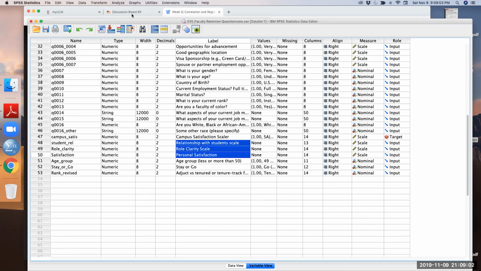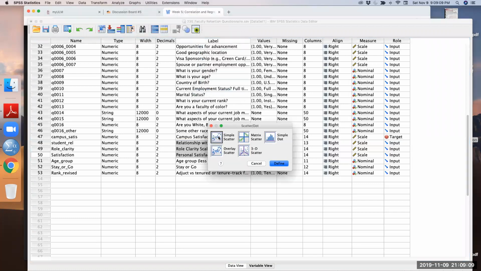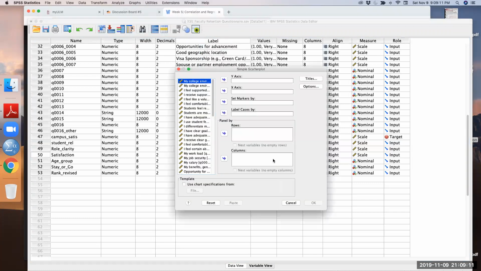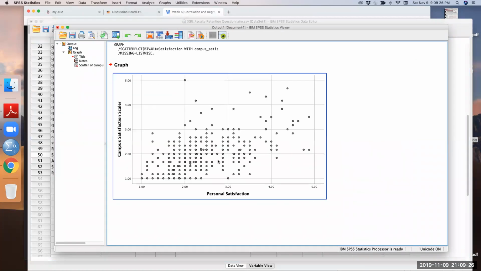So let's take a look: Graphs, Legacy Dialogs, Scatter Plot. Simple, Define. I want to put campus satisfaction versus personal satisfaction of faculty member. You can actually title them, but it's okay, and click OK. Now here you can see the data points.